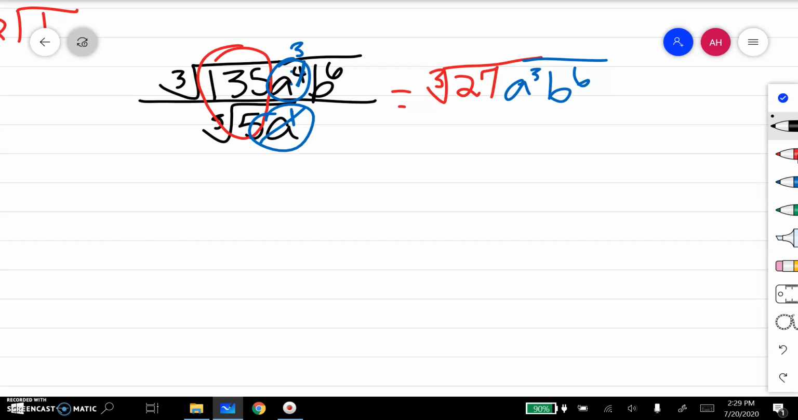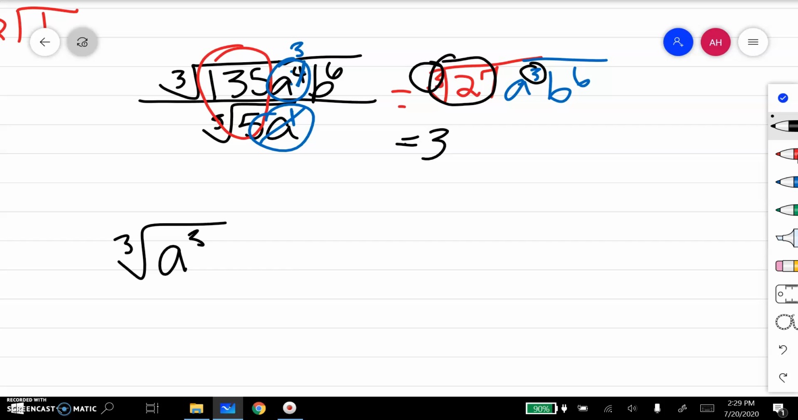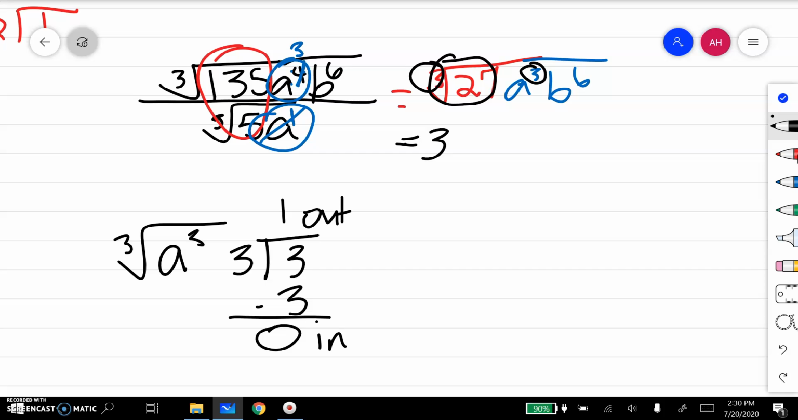And the next thing we're going to do is look at each part separately to see if we can simplify further. So first, if you look at the cube root of 27, the cube root of 27 is just 3. Nothing left underneath, it's just 3. Then we're going to take our exponents and do the power divided by the root. So if we look at the cube root of a cubed, we take 3 divided by 3. It goes in one time with none left. That tells me that 1 comes out and there's none left inside. So I have an a that comes on the outside.